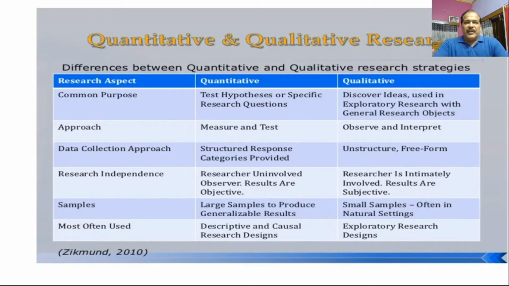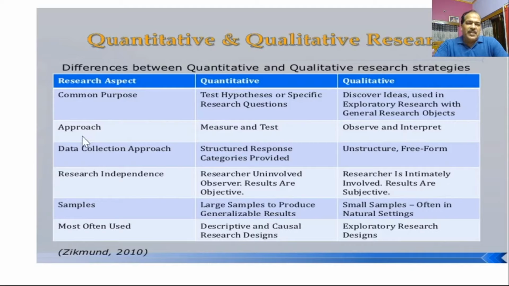Another way of looking at quantitative and qualitative research is from the point of view of purpose, approach, and sample. If we look at the difference between qualitative and quantitative research from the angle of purpose, the purpose of quantitative research is to test the hypothesis or specific research questions, while in qualitative research techniques, the focus is on discovering ideas, used in exploratory research.